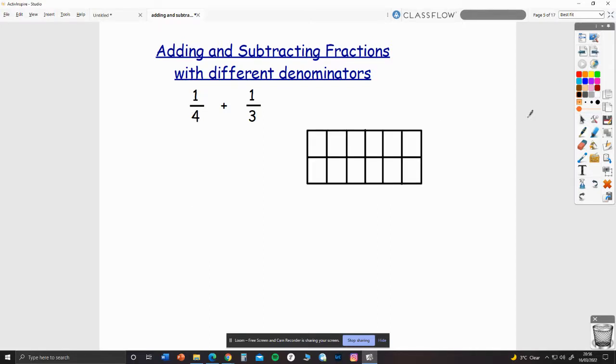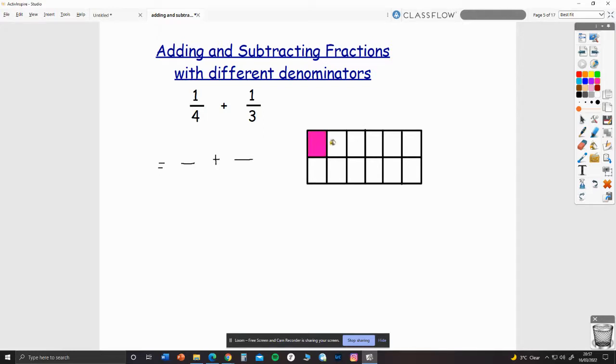If we look at another one, quarters and thirds. So you might want the shape to help you, or you might just want to look at the numbers. So with the shape, we're thinking what size of cake, or what size of slice, could you use to get a quarter easily, but also get a third easily? So really you want a number that you can get a quarter of and a third of, which is why I've split this one into 12.